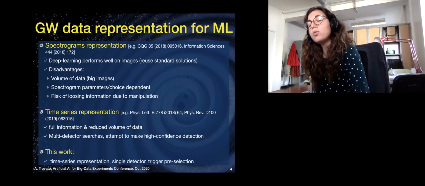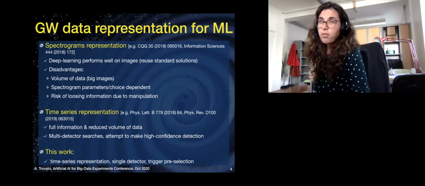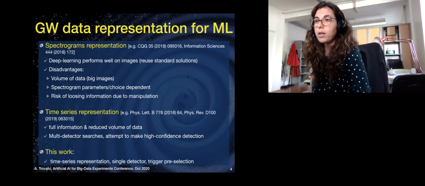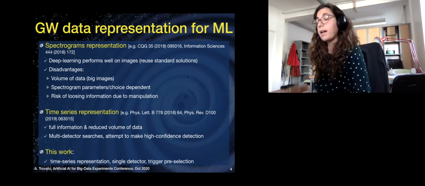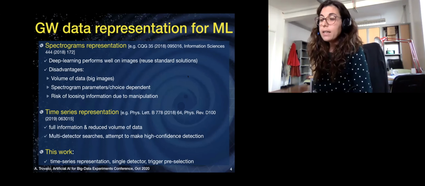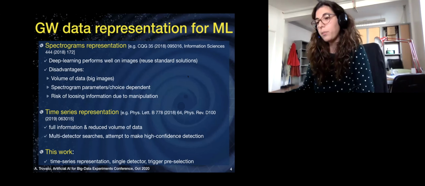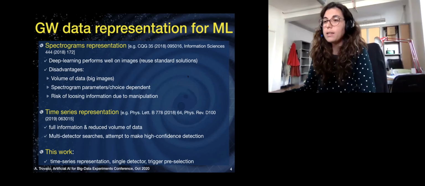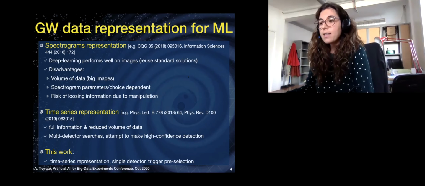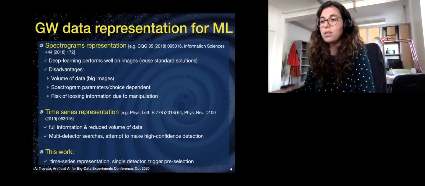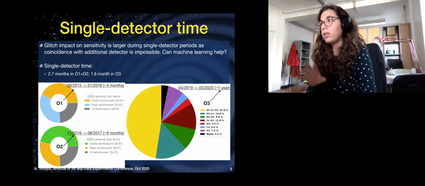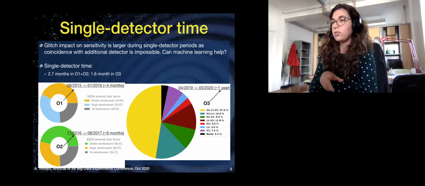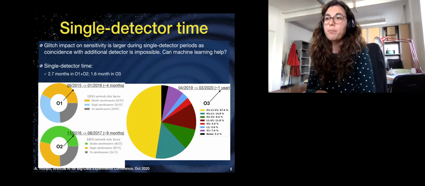So there are in the literature various methods, as one was mentioned in the initial talk, to somehow use machine learning to identify the signal in our data, and they use different kinds of representation of the data. In this work, we use the representation as time series, as we get from the detector. And as mentioned in the title, we are focusing on the period when only one detector is active.